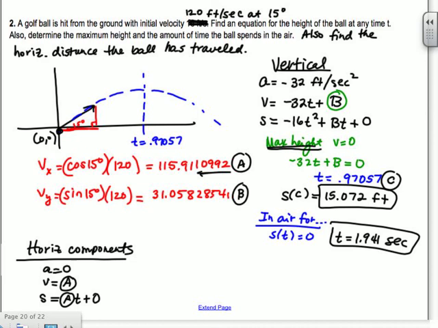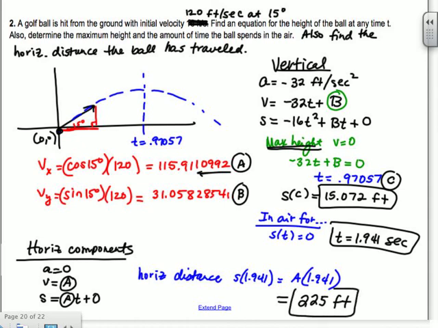Okay, so find the horizontal distance the ball has traveled. If it was in the air for 1.941 seconds, it's just s of 1.941. So it's a times 1.941, which I still have in my calculator as the non-rounded form, so I multiply by a. What do you guys get? Comes out nice. 225, exactly. So 225 feet. Okay. Does that make sense?